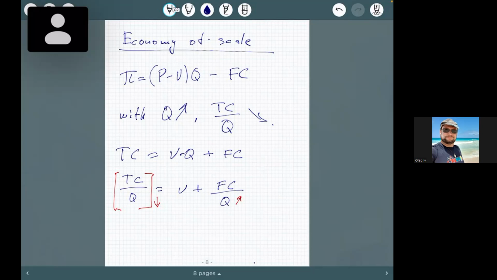interesting to see. Overall, economy of scale is that fact or kind of pattern that we see. Mathematically, we see the explanation there. I also just mentioned why there are limitations to that.